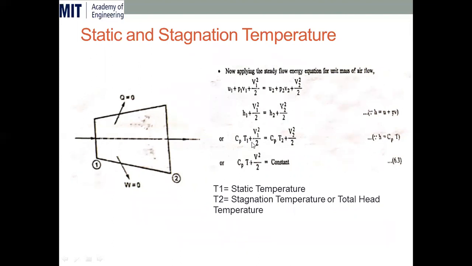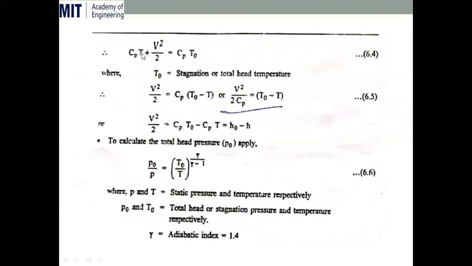By putting in the notation, we get Cp T1 plus V1 square by 2 is equal to Cp T0, where T0 is the stagnation or total head temperature. By simplifying, you get one equation, and this V square by 2 Cp is the kinetic energy equivalent of the temperature. This means V square by 2 Cp results in increasing temperature at point 2.